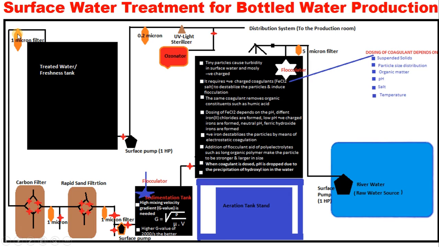Once it comes to this point, this 1 micron filter will remove particles of that size. Then the water will flow into this tank. This is the treated water tank, or freshness tank. Once the treated water enters here and this valve is opened, the surface pump of 1 horsepower will pressurize the water to pass through this absolute filter. This absolute filter is 0.2 microns.